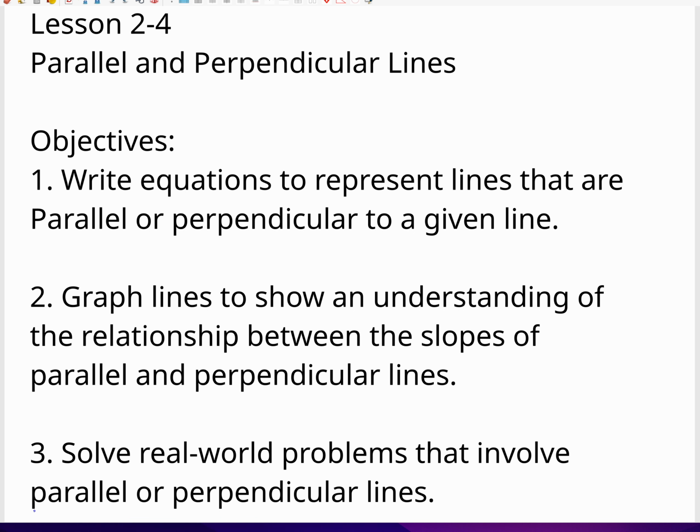Okay, so objectives: write equations to represent lines that are parallel or perpendicular to a given line. Graph lines to show an understanding of the relationship between the slopes of parallel and perpendicular lines, and solve real-world problems that involve parallel and perpendicular lines. Think of those objectives while we go through the examples in the lesson today.